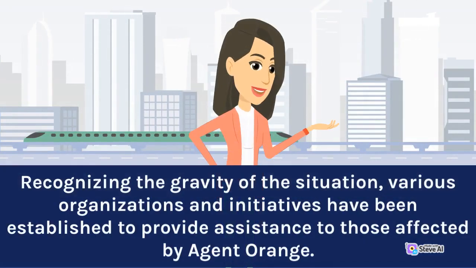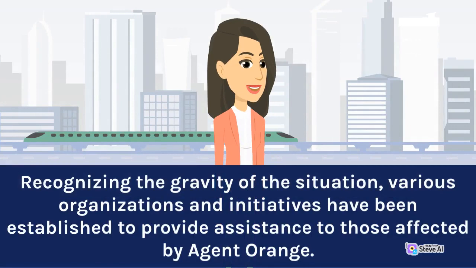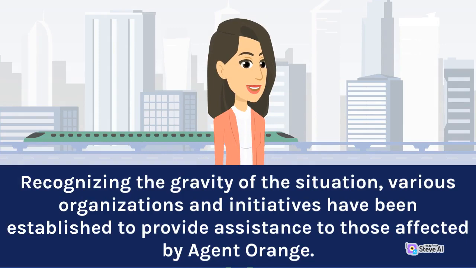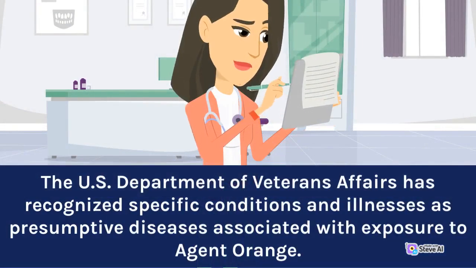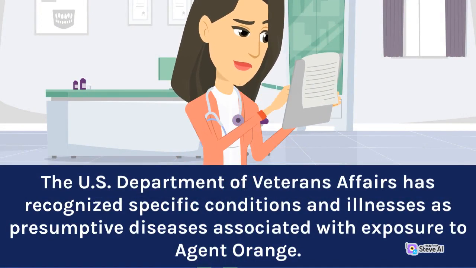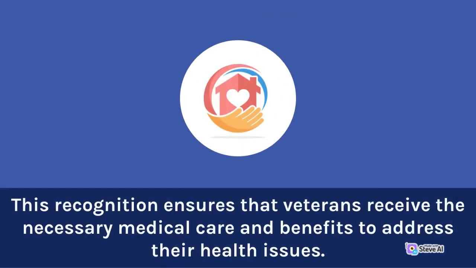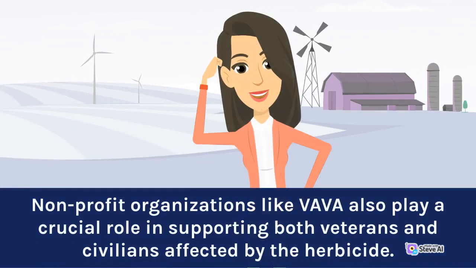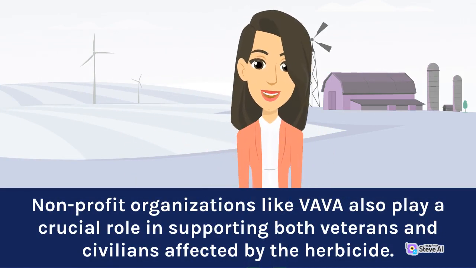Recognizing the gravity of the situation, various organizations and initiatives have been established to provide assistance to those affected by Agent Orange. The U.S. Department of Veterans Affairs has recognized specific conditions and illnesses as presumptive diseases associated with exposure to Agent Orange. This recognition ensures that veterans receive the necessary medical care and benefits to address their health issues. Nonprofit organizations like VAVA also play a crucial role in supporting both veterans and civilians affected by the herbicide.